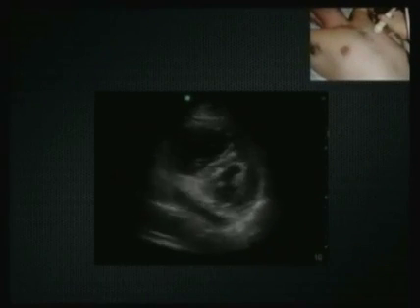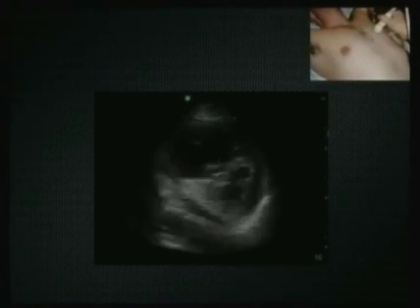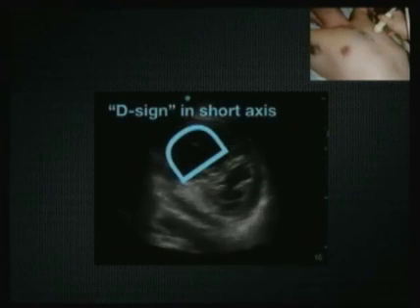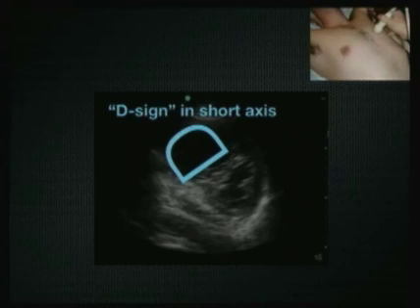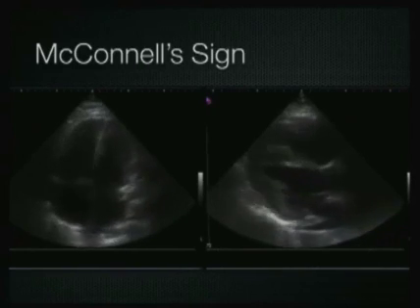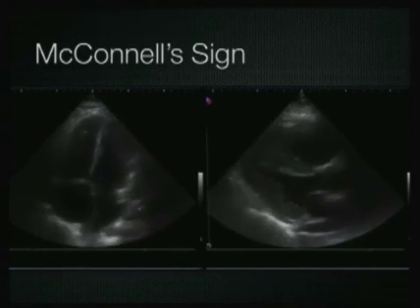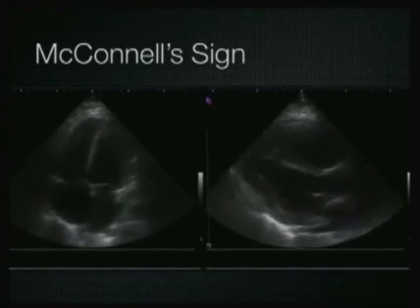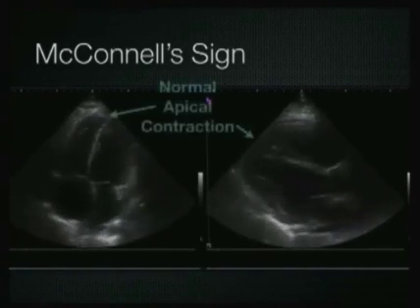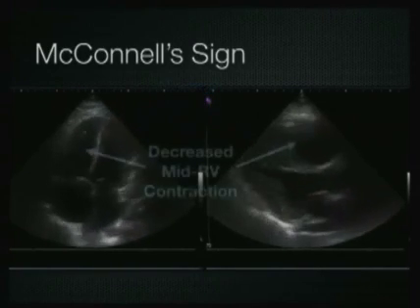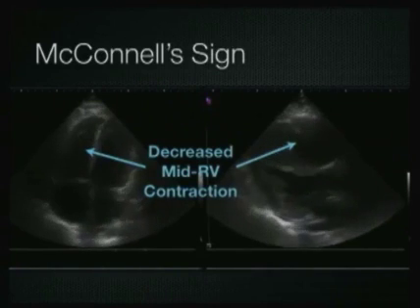When you look at this in short axis, you can also see this by flattening of the intraventricular septum. People also call this a D sign in the short axis. Another finding you might see is the McConnell sign. So the McConnell sign is an interesting contraction pattern that occurs in pulmonary embolism. And what happens is you see a normal apical contraction pattern with a hypokinesis or decreased mid-RV contraction pattern.